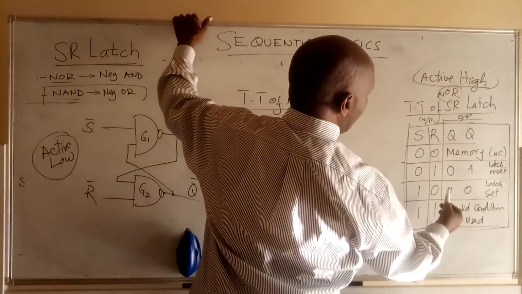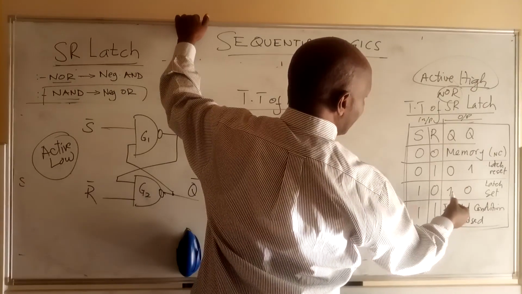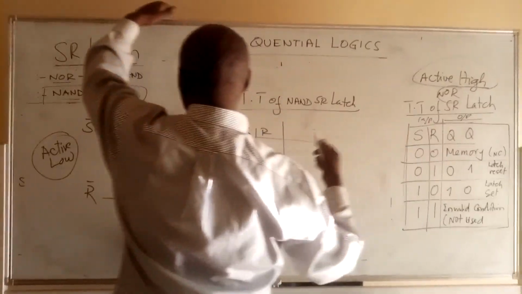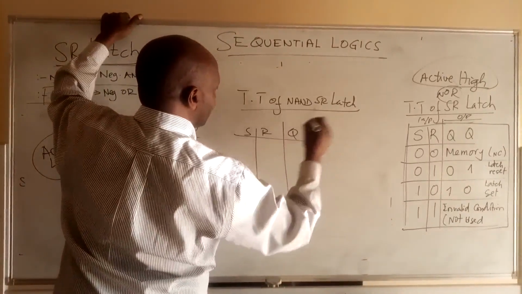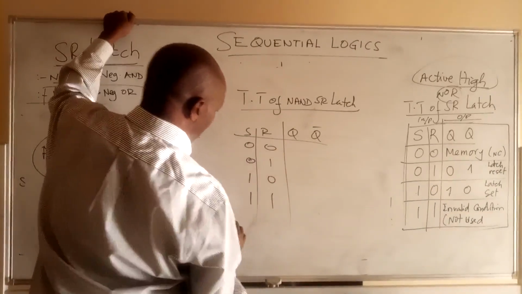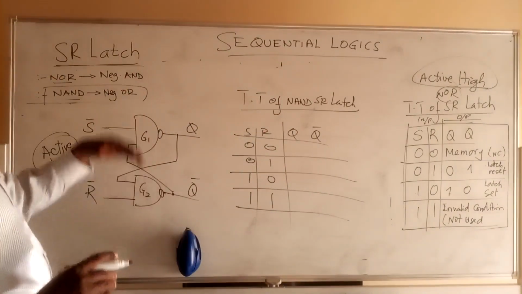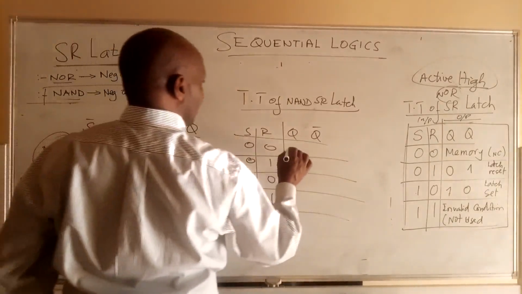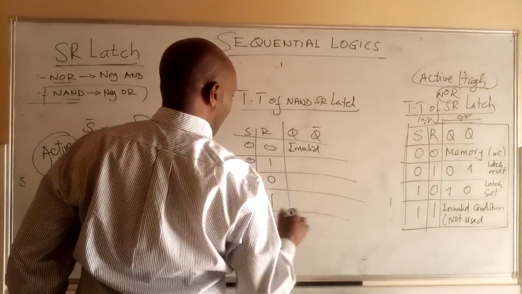It is reset when it is 1. It is set when it is 1. See, 1 1. So it is an active high, while this will be an active low. Now Q bar: 0 0, 0 1, 1 0, 1 1. Okay. So as I told you, if you start case number 1, case number 2, case number 3, you will find the following. This will be invalid, while this will be memory.